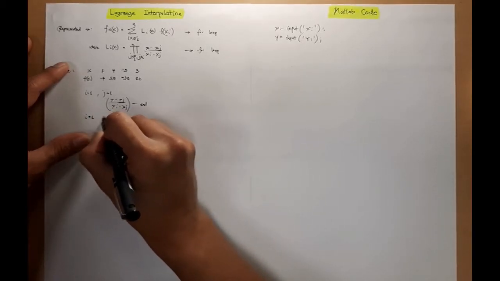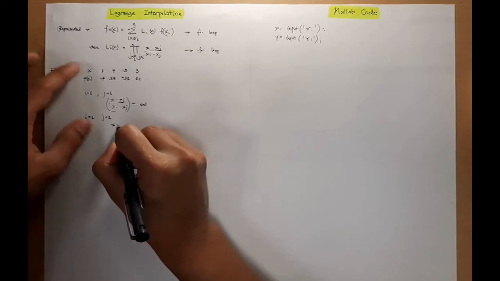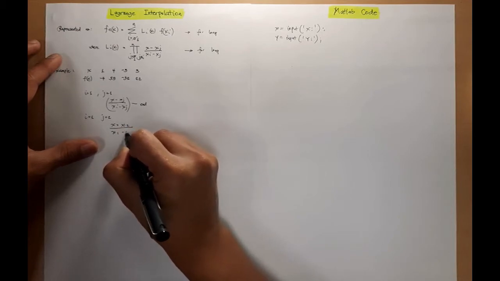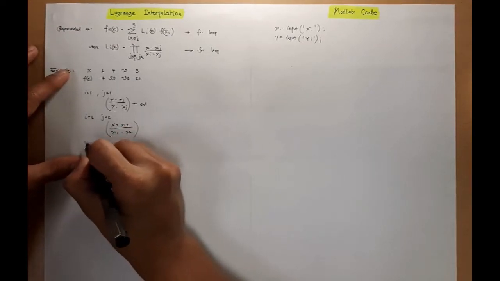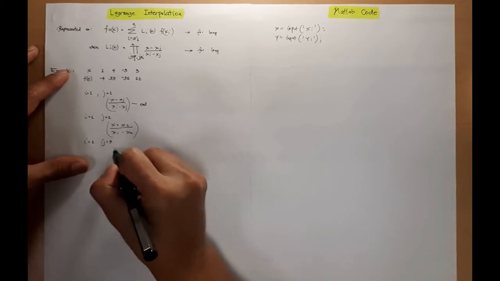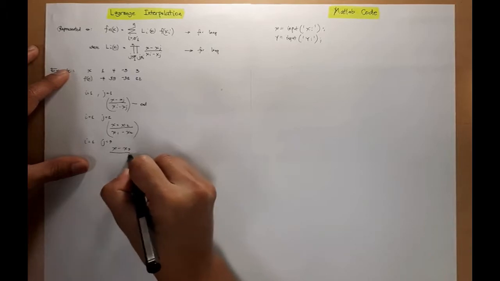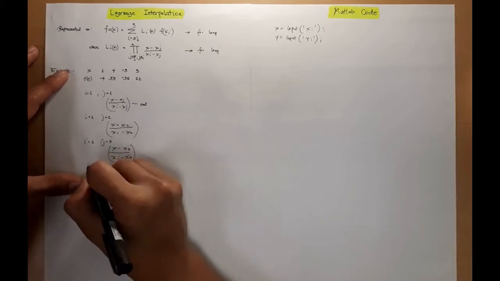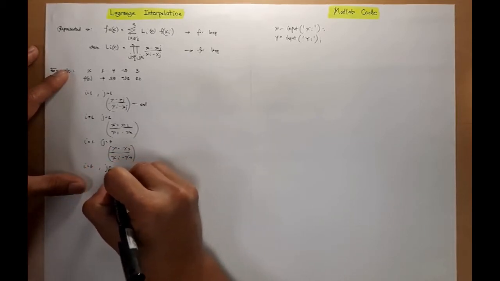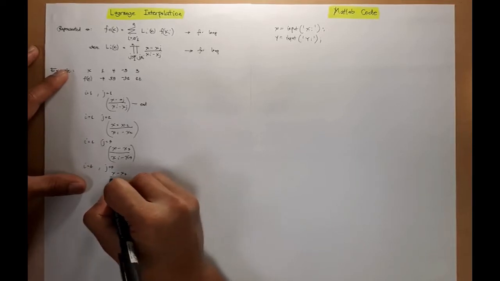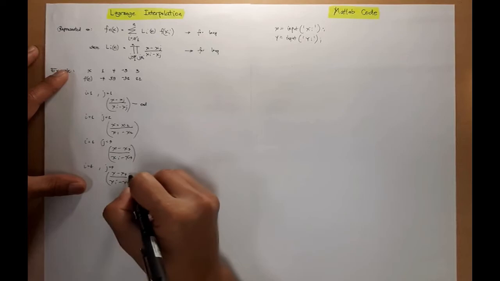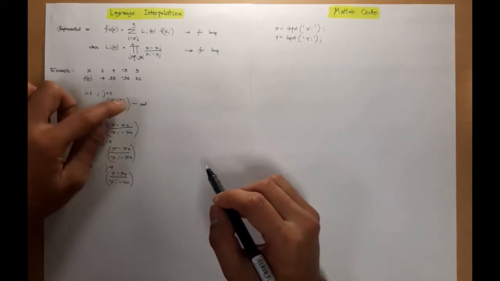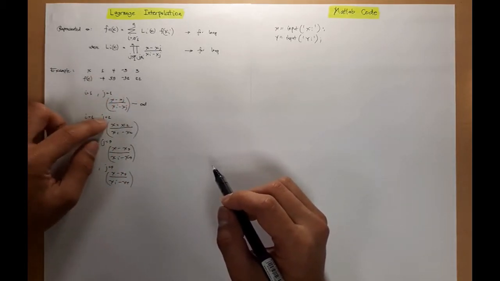So we have i equal to 1 and j equal to 2. We have x minus x2 all over x1 minus x2. For i equal to 1 and j equal to 3, we have x minus x3 all over xi minus x3. And for i equal to 1 and j equal to 4, we have x minus x4 over xi minus x4. This would be for Li of x only, but we have to multiply all the functions here. So for this one, we'll skip this one and we go to the next iteration.